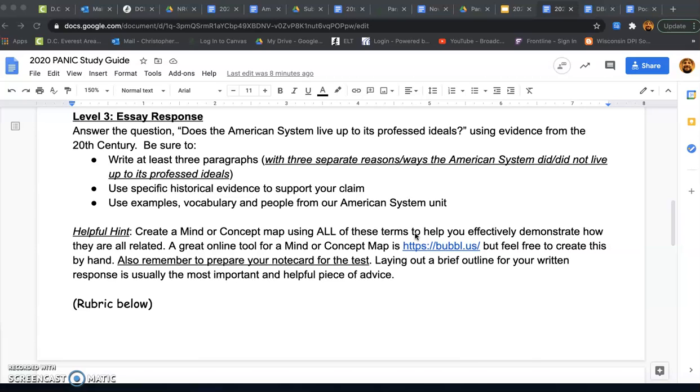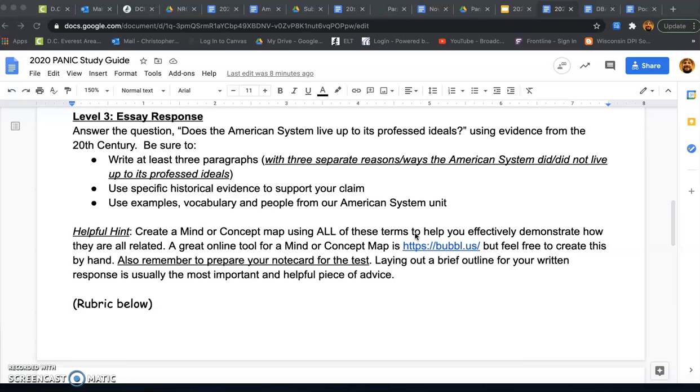Remember to use specific historical evidence to support your claim. We are looking for examples, vocabulary, people, events, ways to support your claim of how the American system did or did not live up to a certain professed ideal. So this is where you bring evidence, information from our studies, to back up your claim.